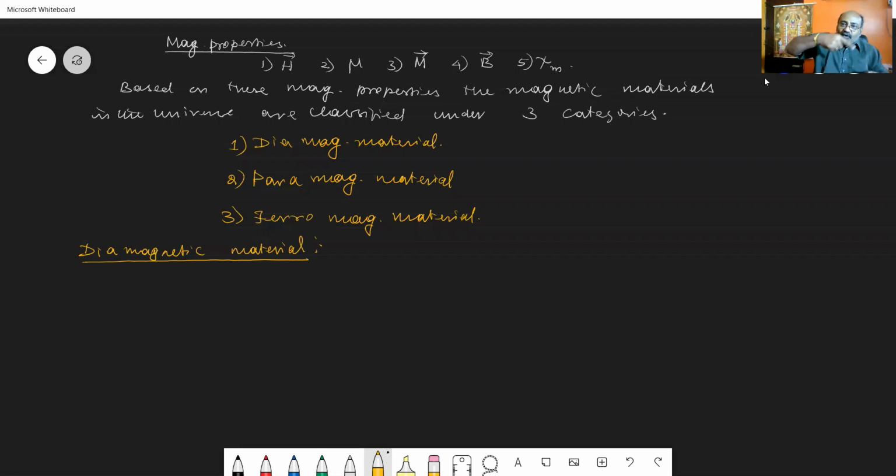Since the electrons are moving in an orbital motion, the electron gives rise to a magnetic field. That magnetic field acts perpendicular to the plane in which the electron is revolving. The first point: due to the orbital motion of the electron around the nucleus in an atom, the electron develops a magnetic field, and that magnetic field is perpendicular to the plane of the orbit.